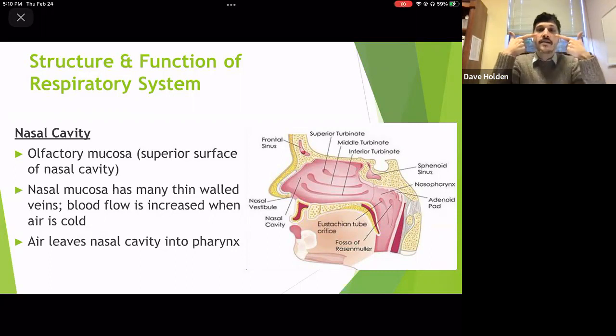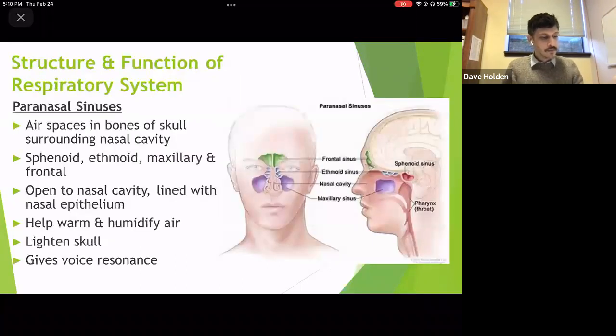When air leaves the nasal cavity, it travels to the next part of the system, which is the pharynx. The pharynx. Now, this is one that gets a lot of people. I'm sorry, sinuses first. Well, I'll get there. Your paranasal sinuses. Sinuses are defined as air spaces within a bone. So we're talking about openings in a bone that are hollow. They'll be lined with epithelium, but they're open to air.